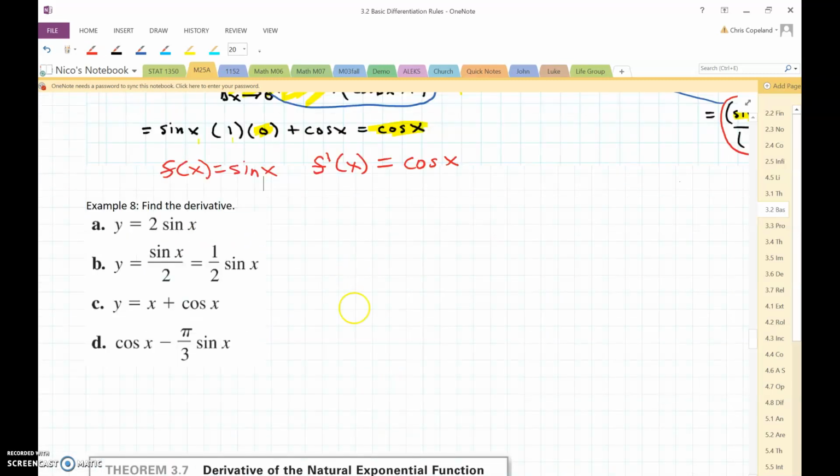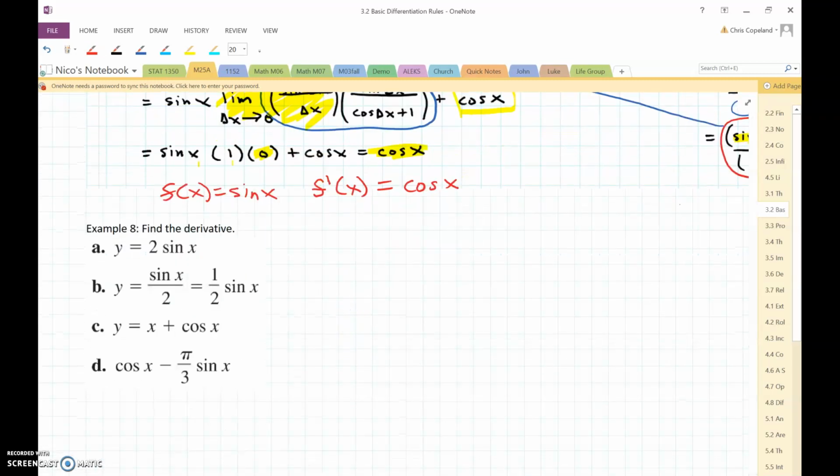Alright, so let's just go through a few of these applying the rule. So part A, y equals 2 times sine of x. They want you to find the derivative of that. So that'll be y prime equals 2 cosine x, because the derivative of sine of x is cosine of x. We just want you to prove that. Next, part B, y equals sine of x over 2, or 1/2 times sine of x. If we want to take the derivative of that, it's going to be 1/2 times the derivative of sine of x, which is cosine of x.